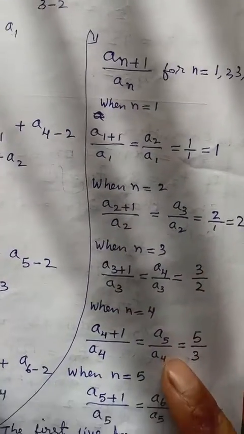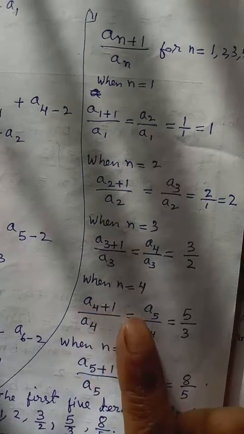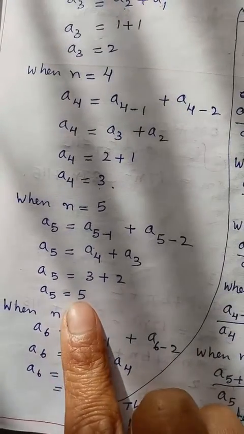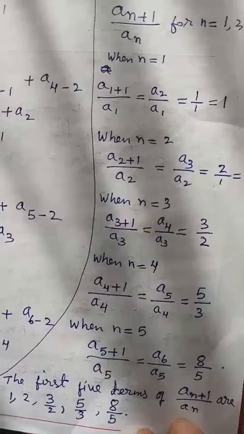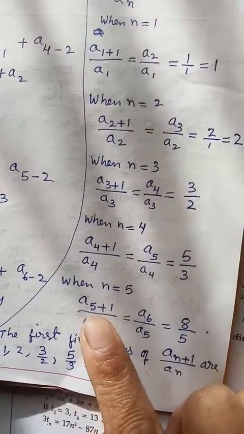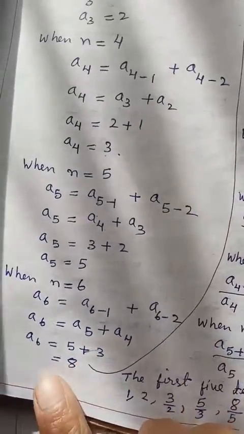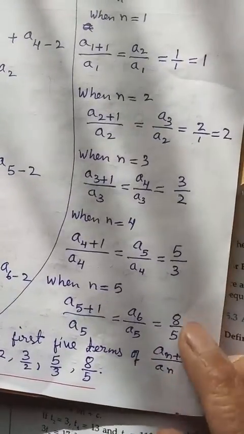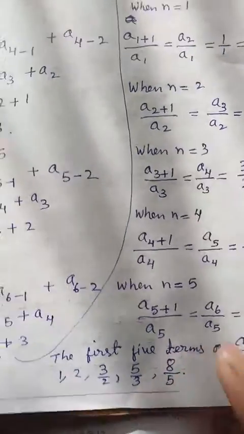We cannot cancel, leave it. Then here 4 plus 1 will be A5 over A4. A5 already calculated 5, A4 is 3. 5 by 3. We cannot cancel, let it be. N equals 5 will be 5 plus 1, 6. A6 already calculated 8, A5 we calculated 5. We cannot cancel. So those are the terms.